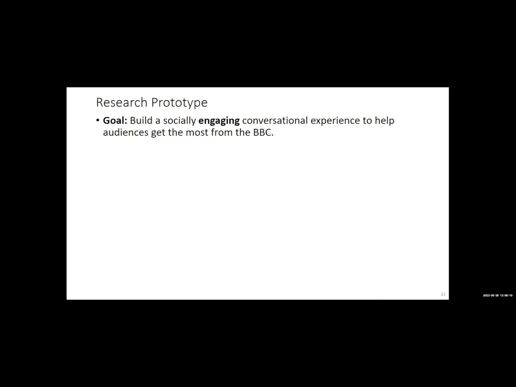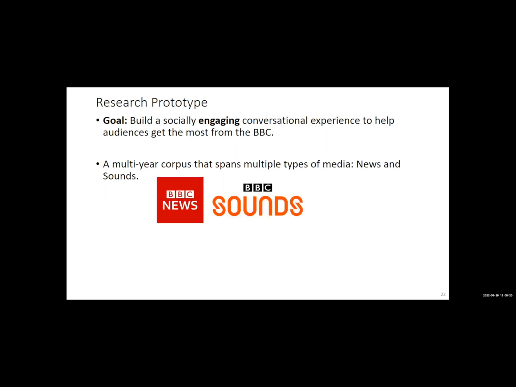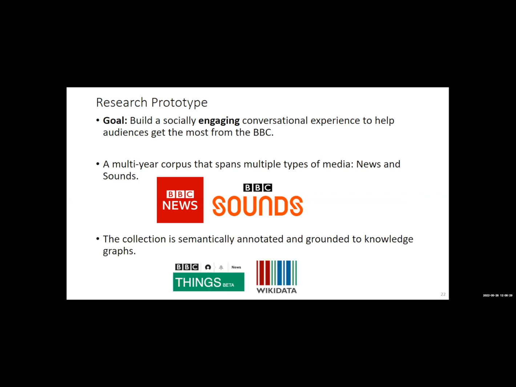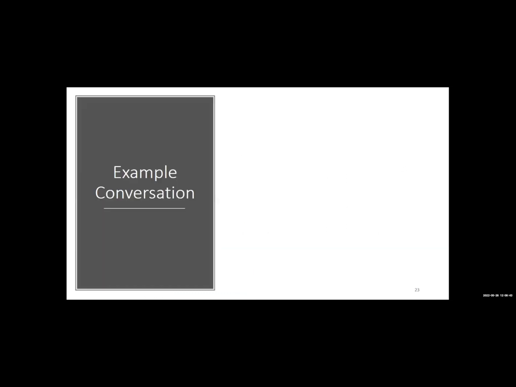So we developed a research prototype built on a voice assistant the BBC built called Beeb, which we worked with. We developed a multi-year corpus that spans different types of media: news, sounds information, radio programs, podcasts, rich sources of content to be able to discuss and have a conversation about. And we semantically grounded these. The BBC has its own knowledge graph called BBC Things that they have taggers for, that they use editorially. And these are linked to public open source knowledge graphs. The BBC Things KG is also publicly available, so another large-scale public knowledge graph.